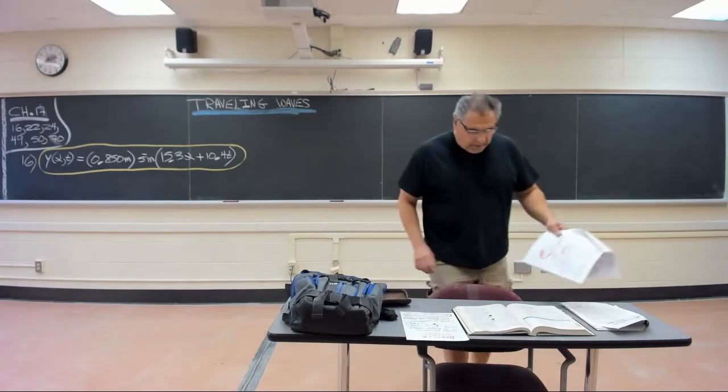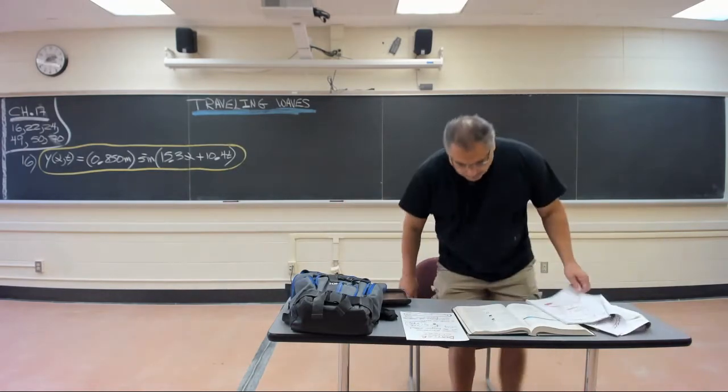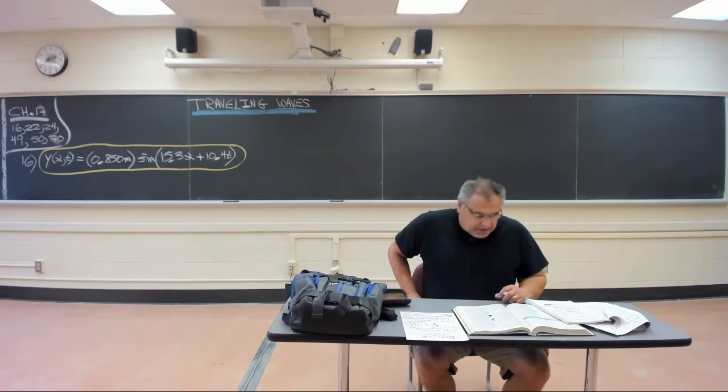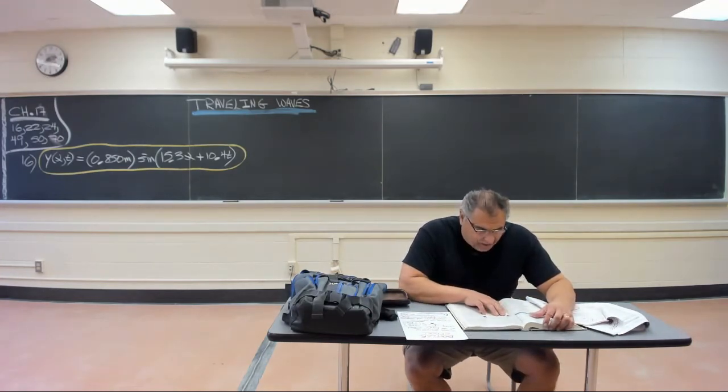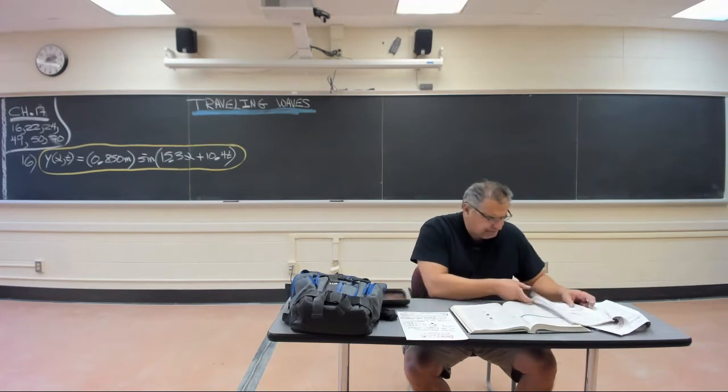So for problem number 16, let me just read it really quickly to you guys, and we'll see what we can do about it. A harmonic transverse wave function is given by what I just wrote on the board, ladies and gentlemen, where all values are in the appropriate SI units. A, what are the propagation speed and direction of the wave's travel? B, what are the wave's period and wavelength? C, what is the amplitude? D, if the amplitude is doubled, what happens to the speed of the wave?